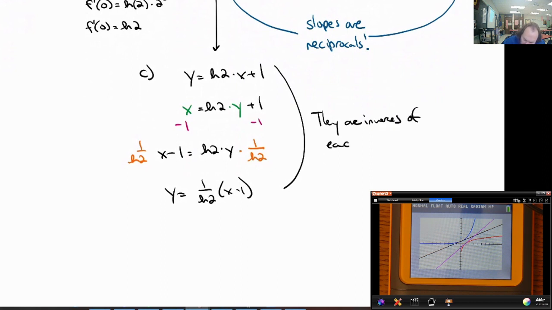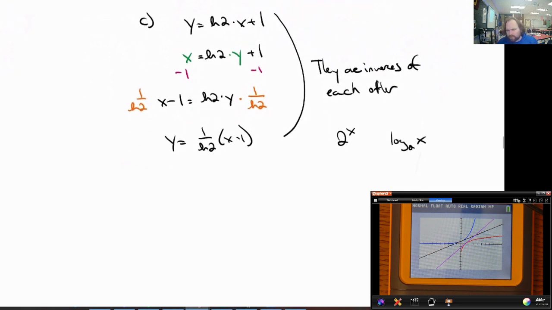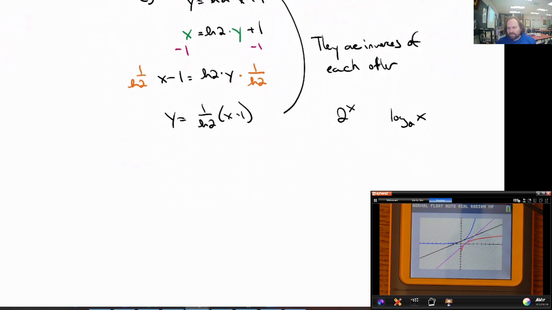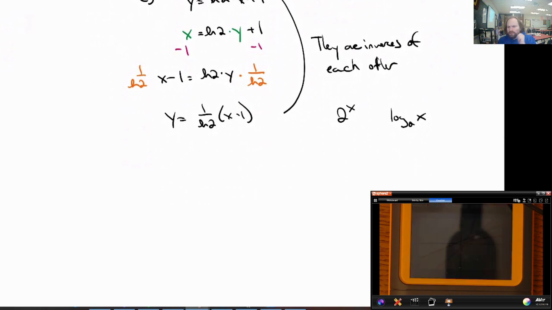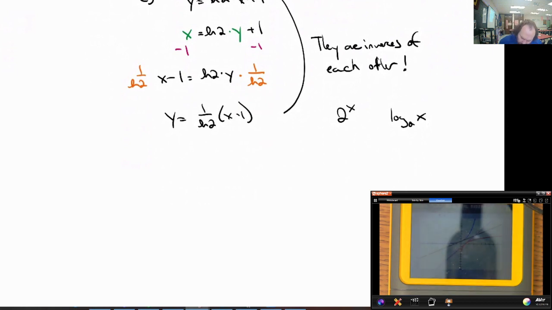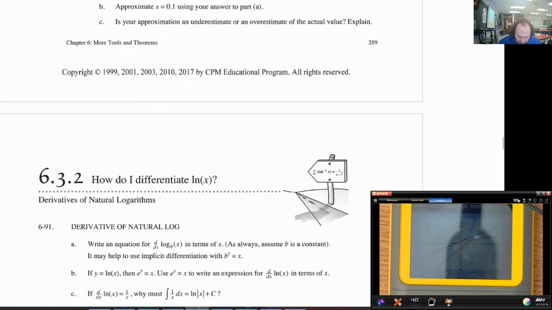Which should make sense because 2 to the x and log base 2 of x, these guys are inverses. So it should make sense that the equations of their tangent lines at 0, 1 and 1, 0 are inverses of each other. So that kind of makes sense. They're inverses of each other. I kind of like that answer.